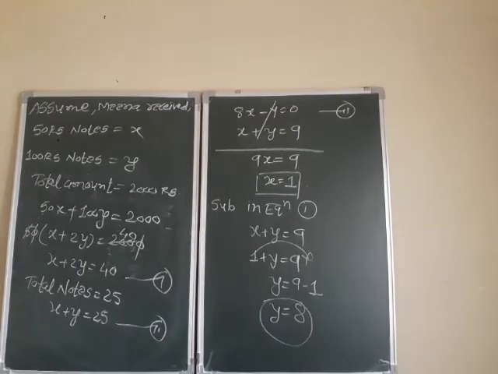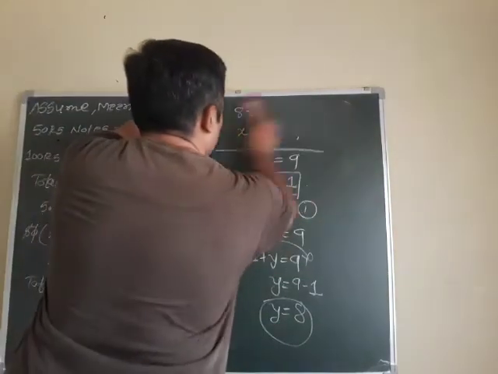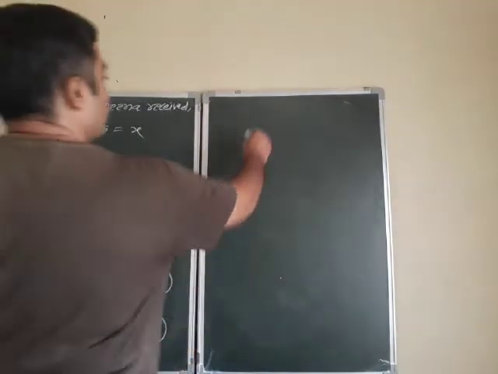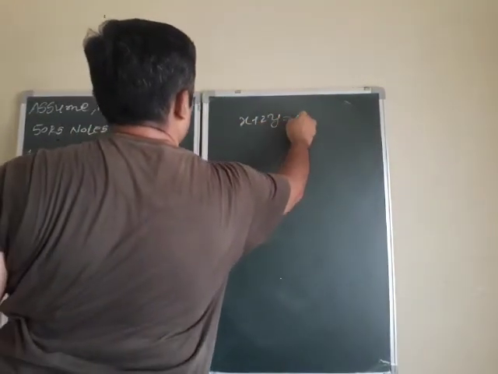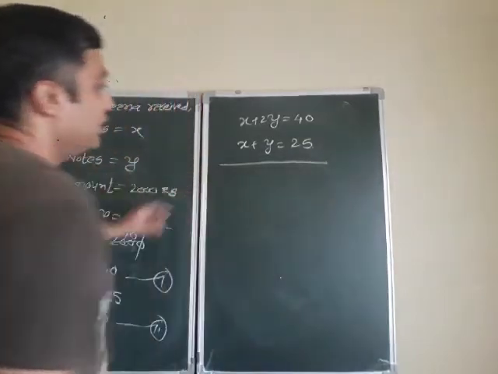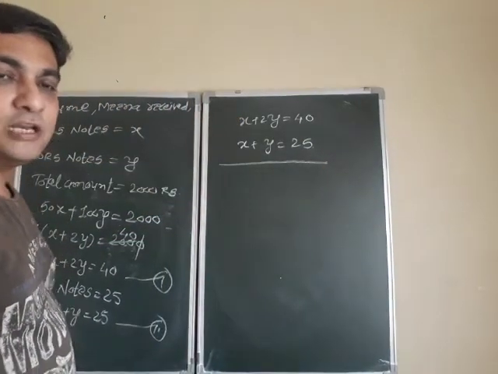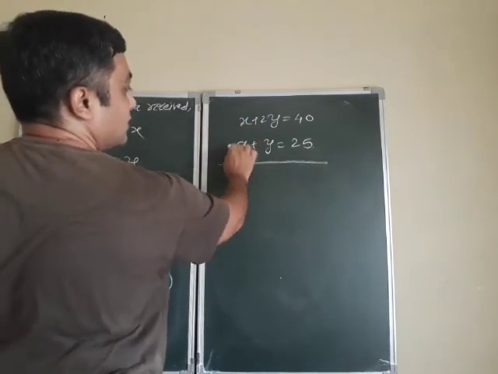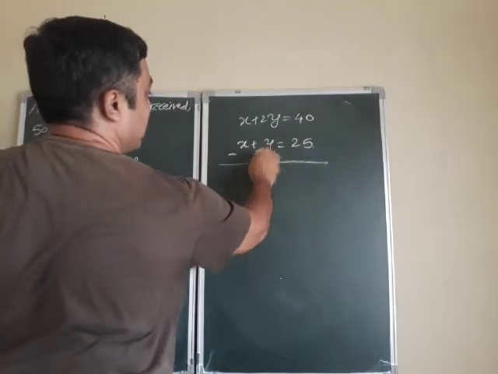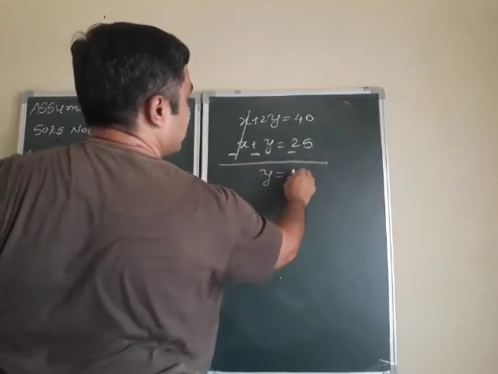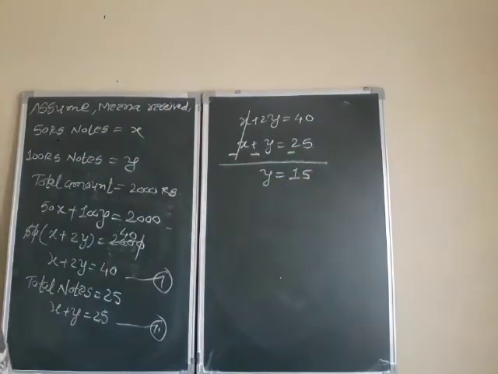Ready? So see, the first equation is x plus 2y is equal to 40, and the second equation is x plus y is equal to 25. Fine. Now here the coefficients of x are the same, so we want to eliminate x. So subtracting the second equation from the first. Here the outer sign is minus, so all the terms change their sign. X cancels. 2y minus y is y. 40 minus 25 is 15. Clear?